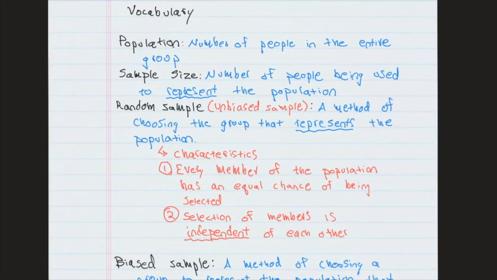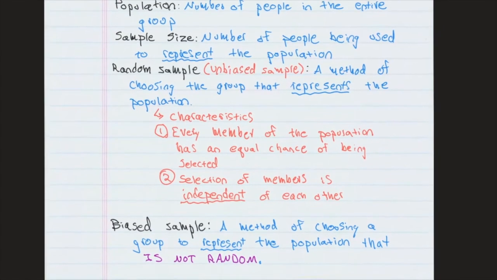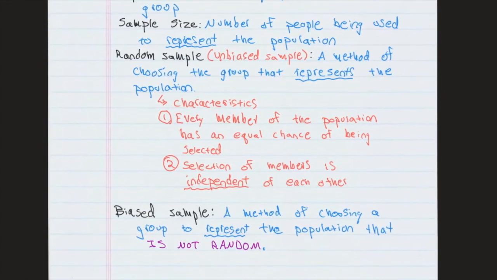That's just one example of how to take a sample and why samples are important to represent the population. There are different ways to take a sample. There's random sampling, which is also called unbiased sampling. That's a method of choosing the group that represents the population with certain characteristics. Those characteristics are that every member of the population has an equal chance of being selected, and that the selection of members is independent of each other.